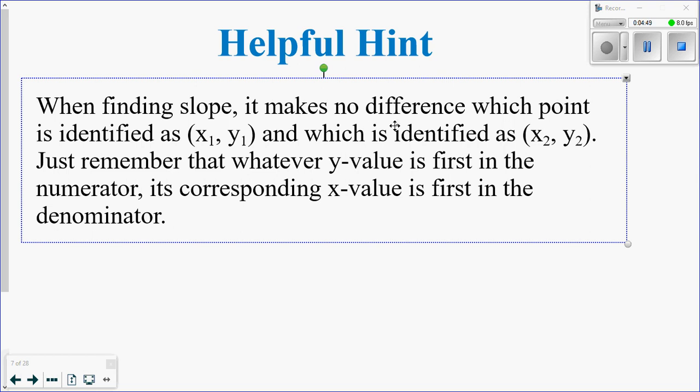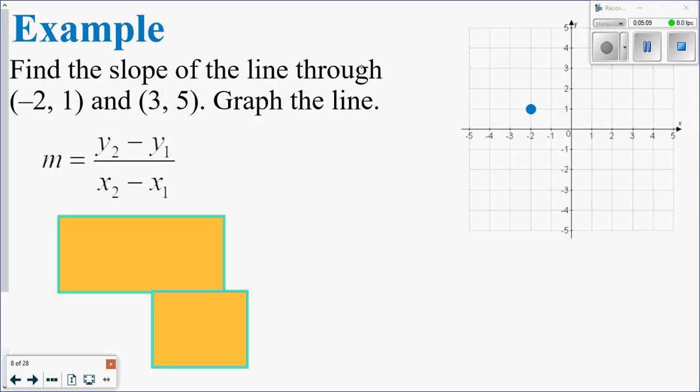So when finding slope, it makes no difference which point is identified as x1, y1, and which is identified as x2, y2. Just remember that whatever y value is first in the numerator, its corresponding x value is first in the denominator. So like I said, if you're going to use y1 first, you have to use x1 first in the denominator. So let's find the slope of a line that goes through negative 2, 1 and 3, 5. And then we're going to graph the line.